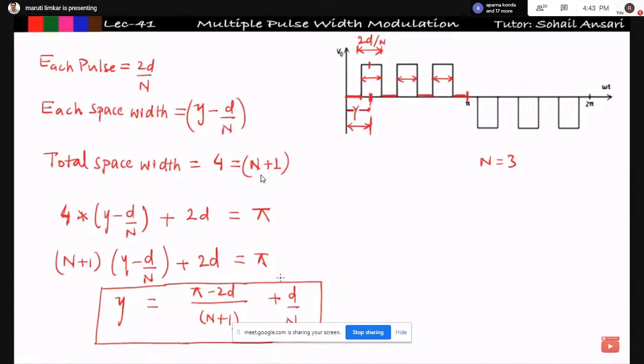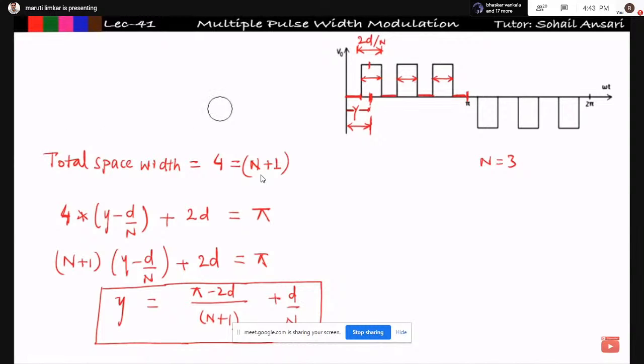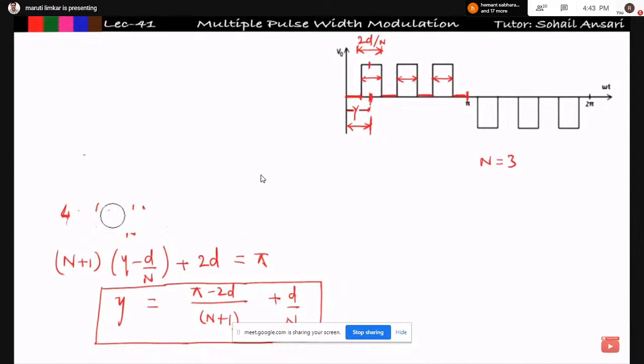Now the question arises: why are we finding gamma? What is the benefit of finding gamma? Let us understand that I need to find the Fourier series expression of this multiple pulse width modulation. So how will I find that? We are going to see.